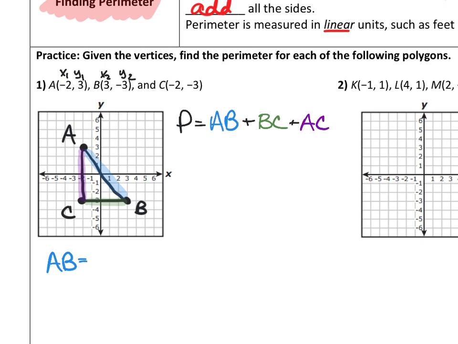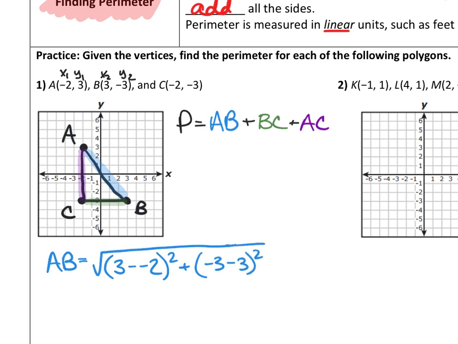Yeah, we're wanting to find this distance A to B. So my x1, y1, and x2, y2 are A and B. So we would find this to be the square root of (3 minus negative 2) squared plus (negative 3 minus 3) squared. Does everyone know where I'm getting those numbers from? Yeah, x1, y1, x2, y2. I didn't color code it this time because I would run out of colors.